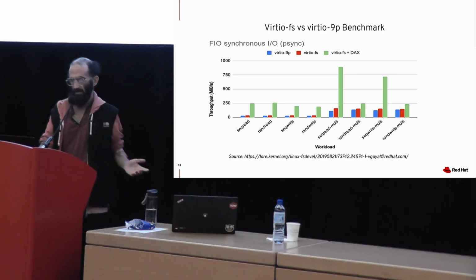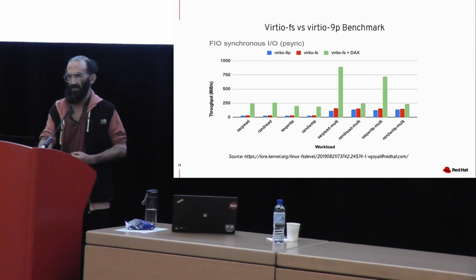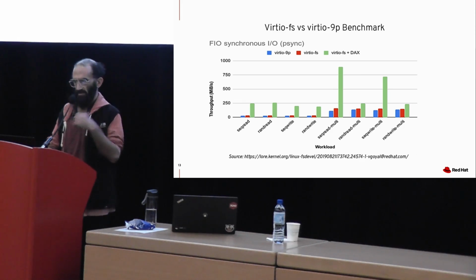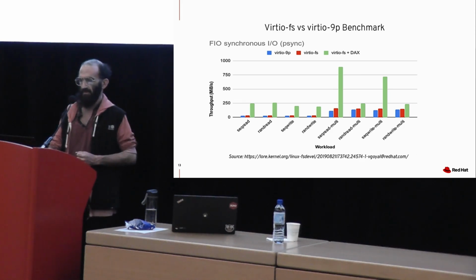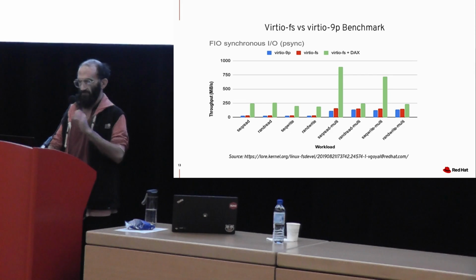Now here are some benchmark measurements that Vivek did, and the link to the data is at the bottom. In pretty much all the cases, even without the DAX, so that's the red bars, we're a little bit faster than 9p. And with DAX, we're a lot faster.